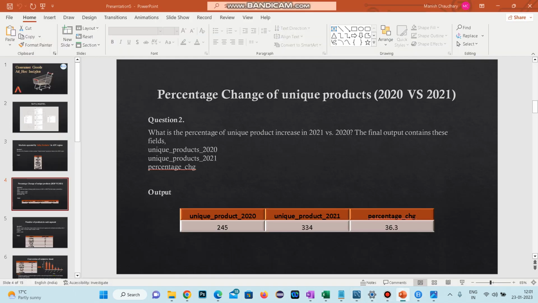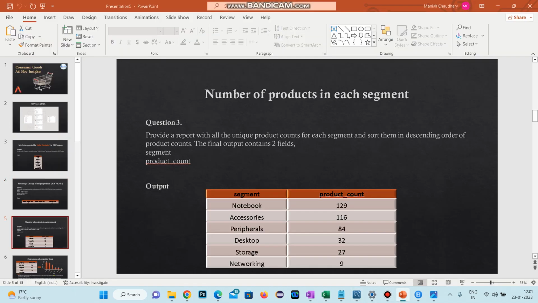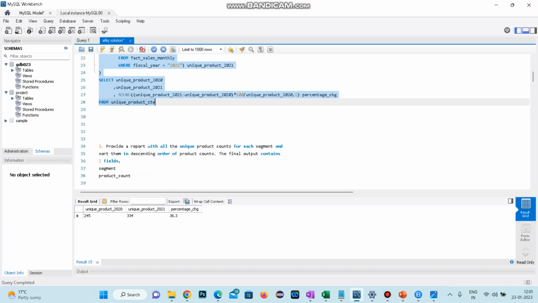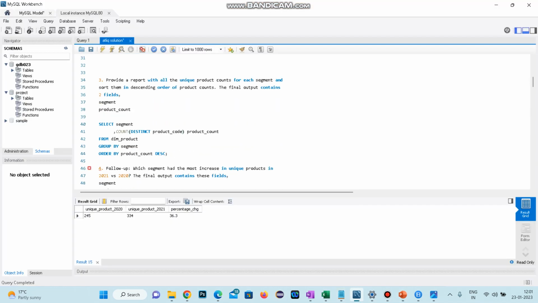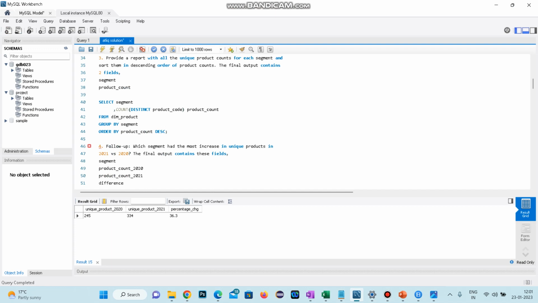Let's go to PPT. Next slide. Now we want to find the number of products in each segment. For this, I have written the query as segment and count distinct product code, because we want distinct products.